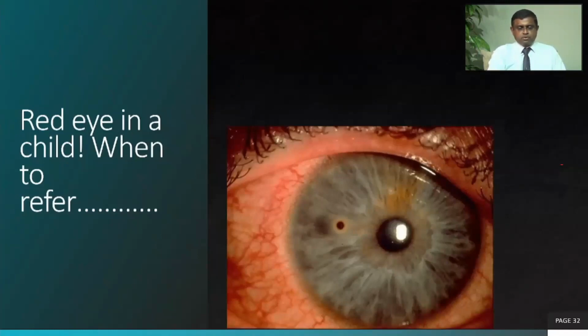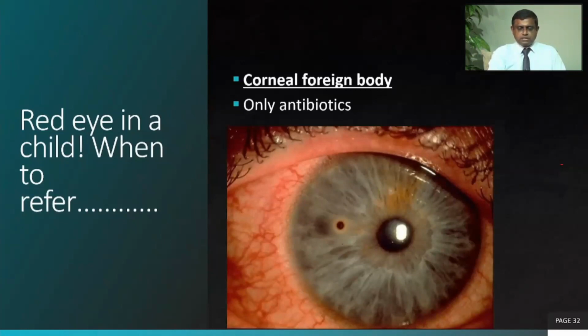So a child with a corneal foreign body definitely needs early referral because it can get infected and can have vision threatening problems. So this sort of corneal problem, corneal foreign body, can be seen even with a pen torch. So again, please give only antibiotics. Do not give steroids or antibiotic steroid combination eye drops.